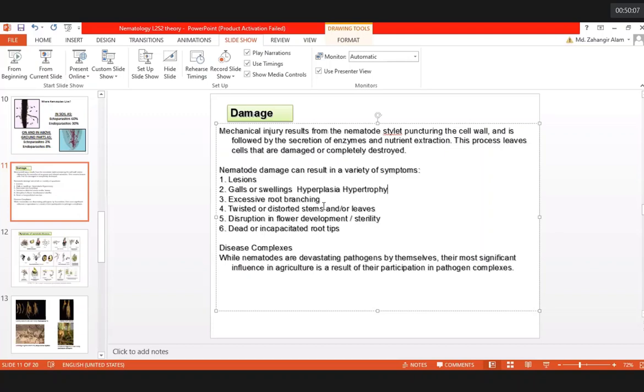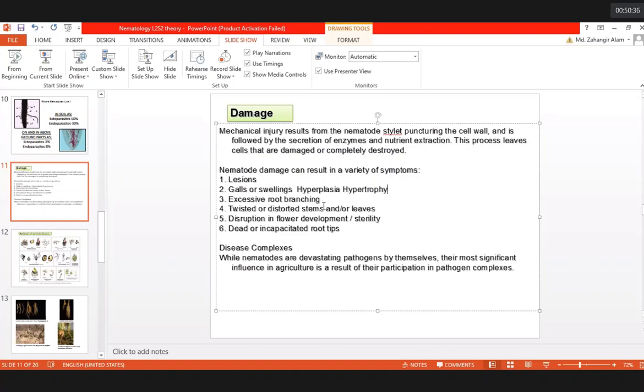So you know the function of auxin. The farmers apply auxin or spray auxin for the growth of the plant, for shoot growth or for root growth. Okay, auxin normally promotes root growth. Okay, and cytokinin promotes shoot growth. So because of the auxin present in the saliva of nematode, there might be excessive root branching.